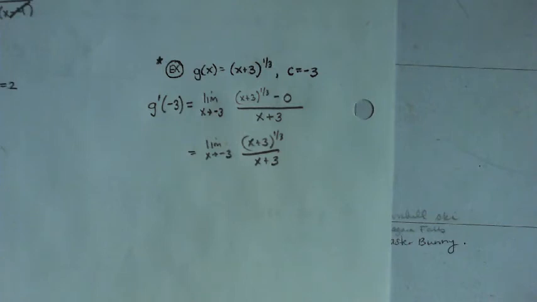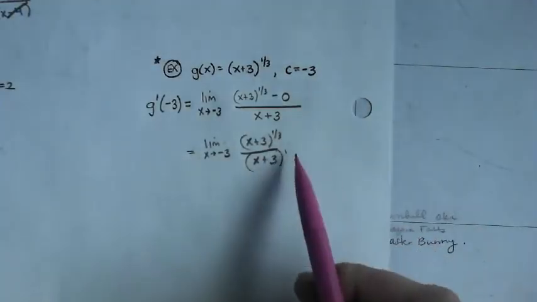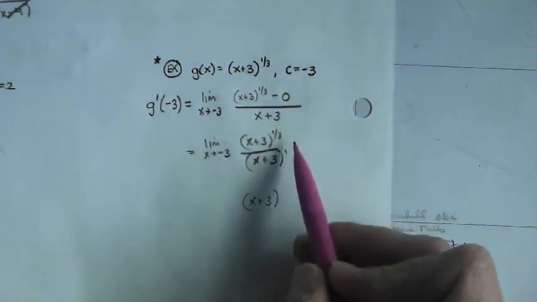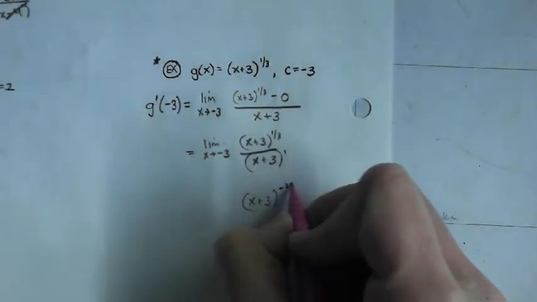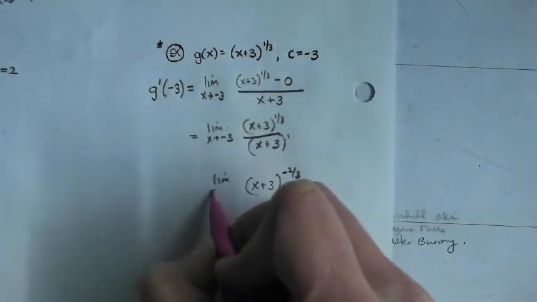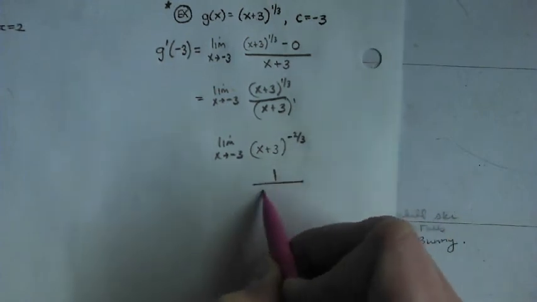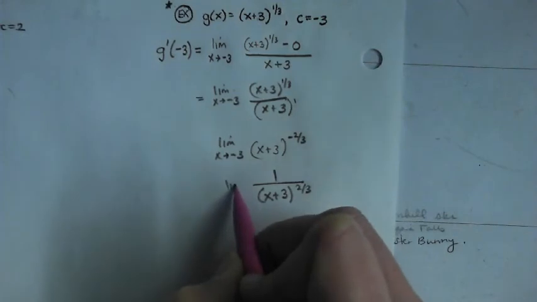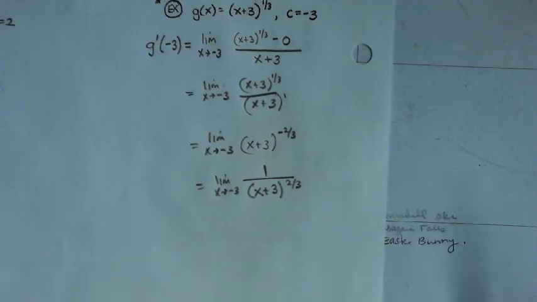Or, these have common bases. So if you were to follow your exponent rules, when you divide these, you keep the same base, and what's 1/3 minus 1? -2/3. And then if you got rid of that negative exponent, it would be 1 over x plus 3 to the 2/3 power.